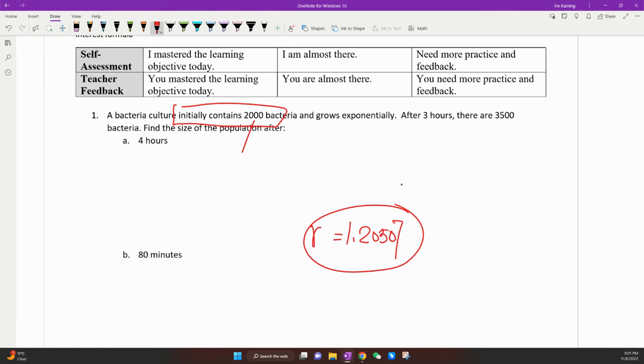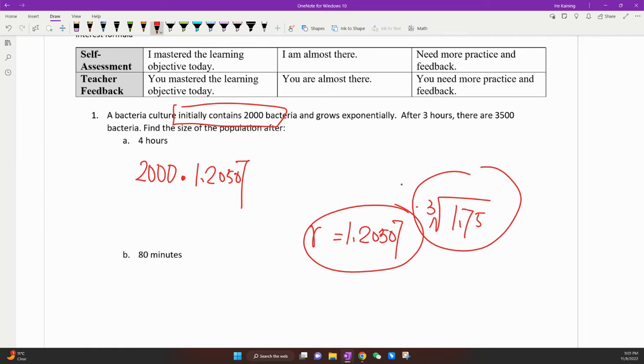So let's take a look at this. I have my initial, which is 2,000. I have my b, which is our rate, 1.20507. But to be more accurate, I would prefer to use the cube root of 1.75, because you can keep punching this into your calculator, you don't have to round anything, and you can keep your number more accurate. So for me, I would use the cube root of 1.75.